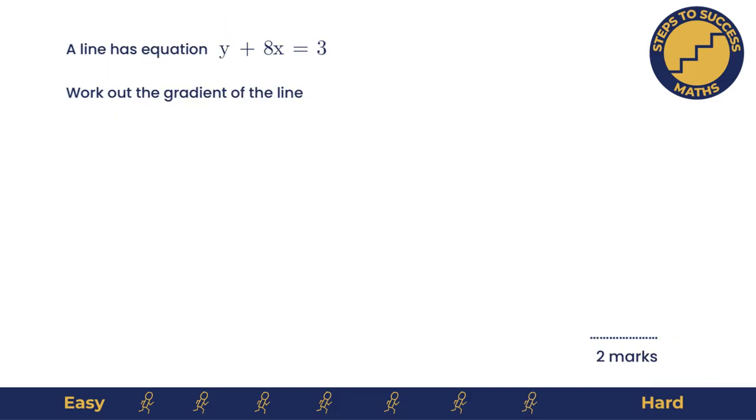A line has equation y plus 8x equals 3. Work out the gradient of the line. So be careful here, it's not written in the way we need it to be. It doesn't look like y equals mx plus c. So we need to rearrange it first so it's y equals.